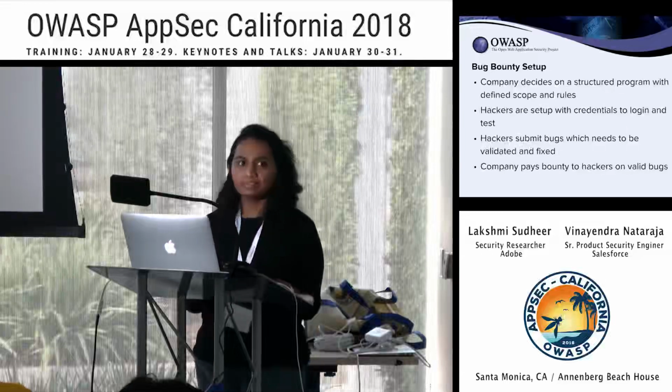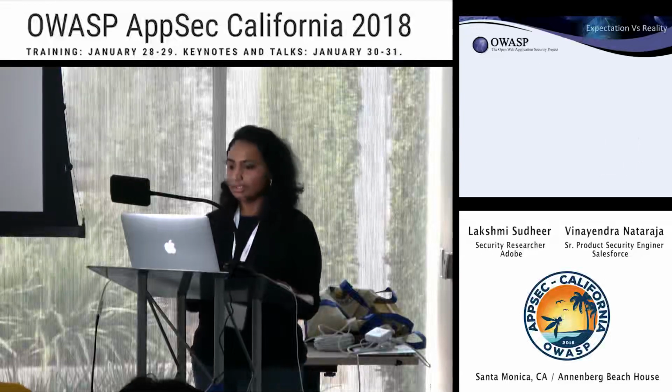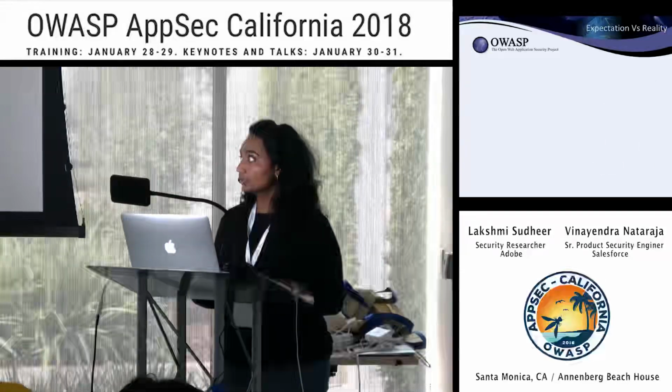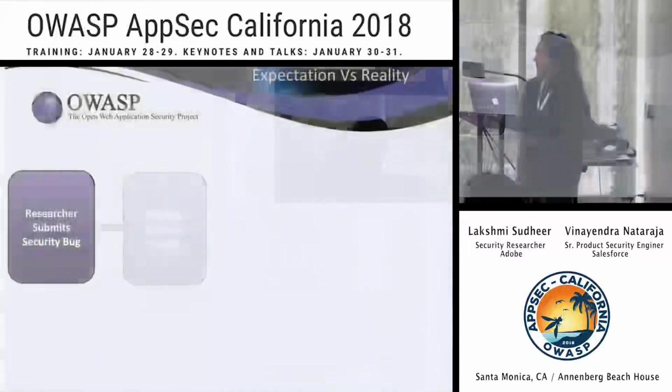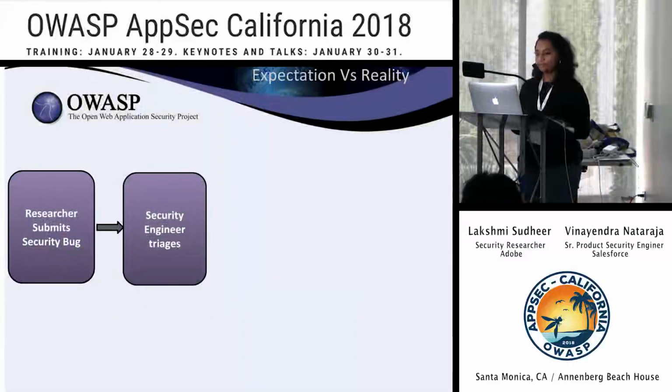And let's see what happens when a researcher submits a bug. So the researcher submits a bug, all good so far. Then the security engineer triages it. Now this triaging process is where the security engineer reads through the report, understands it, then tries to reproduce it on his end and validates it, assigns the severity, and creates an internal ticket in his ticketing system, could be Jira or anything that the company uses. This whole process constitutes triaging.